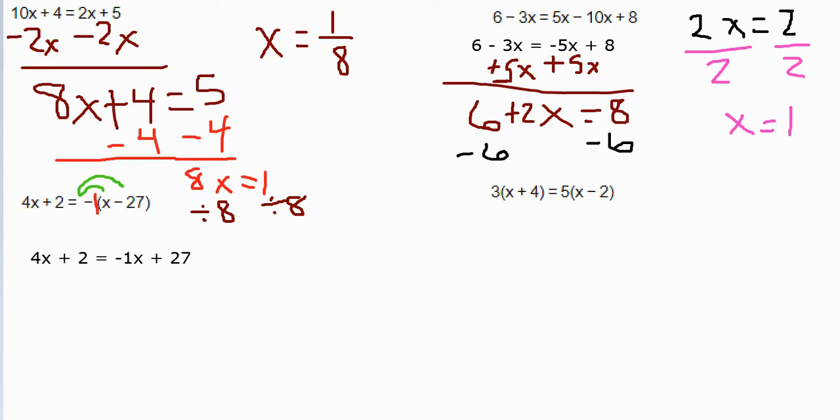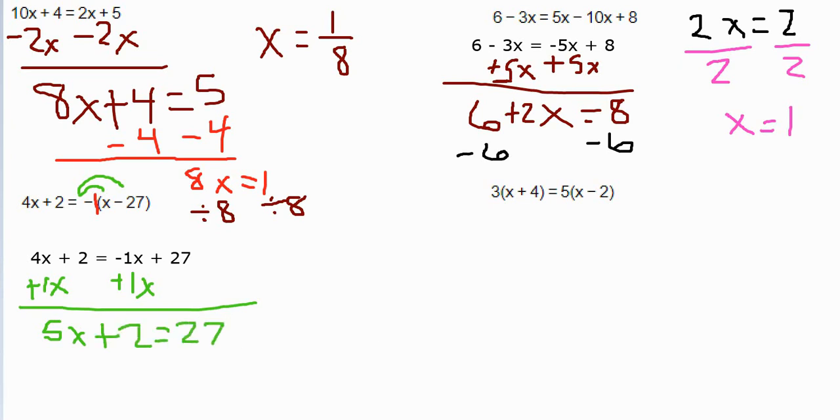I like to get all my letters to the left side first. So the opposite of a negative 1x is a positive 1x. So I'm going to add 1x on both sides. 4x plus 1x is 5x. We have 5x plus 2 equals 27. Opposite of a positive 2 is a negative 2. So we subtract 2 on both sides. That would give us 5x equals 25.